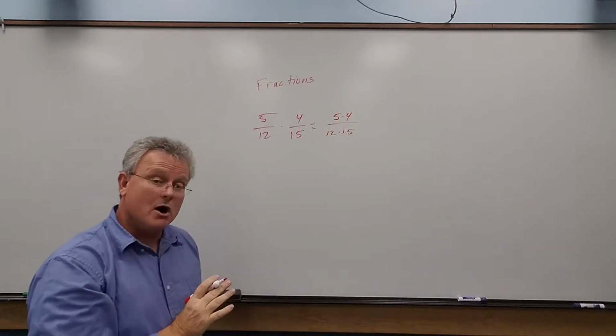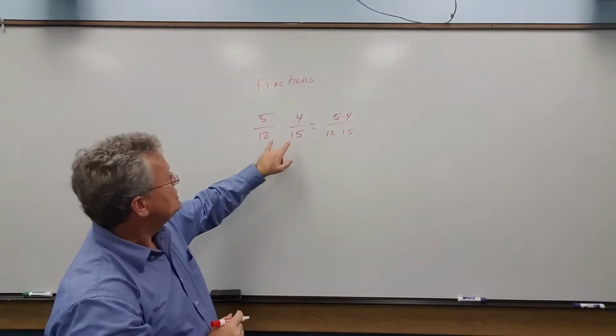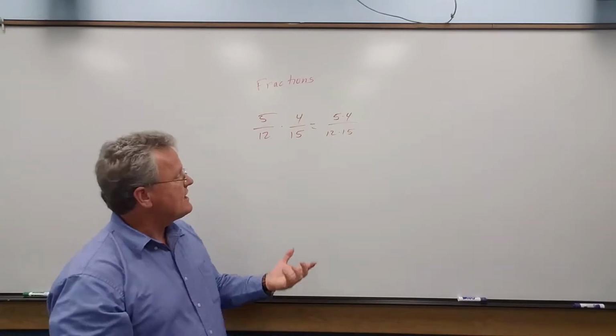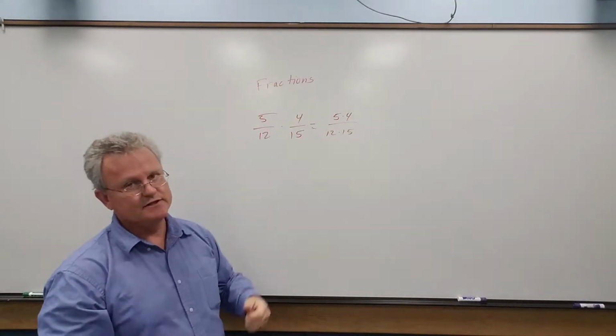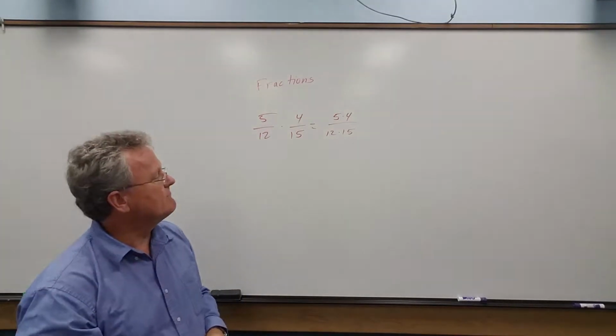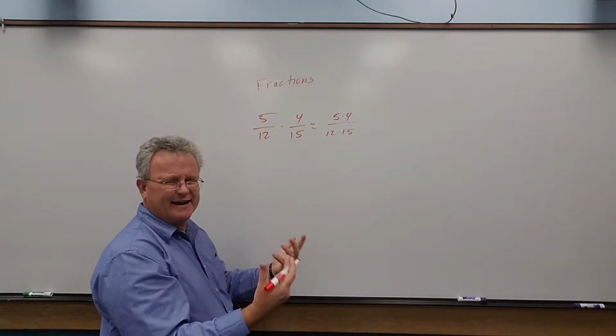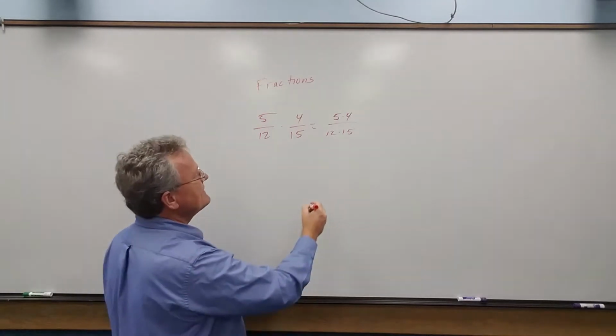So notice when we multiply or divide, you do not need a common denominator. You only need a common denominator when you add and subtract. It's the only time. So here you just multiply. Now here, again, I'm going to do this step by step.